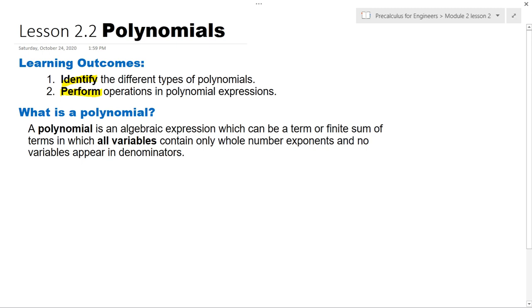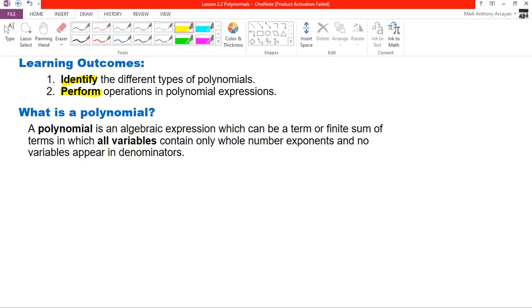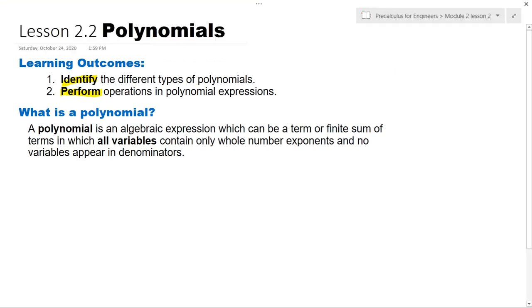I think I only gave you, in the last module, how to add and subtract polynomials, but in this lesson you will learn more, especially how to multiply and divide polynomial expressions. So let's start. Of course, we start with the definition of polynomial.